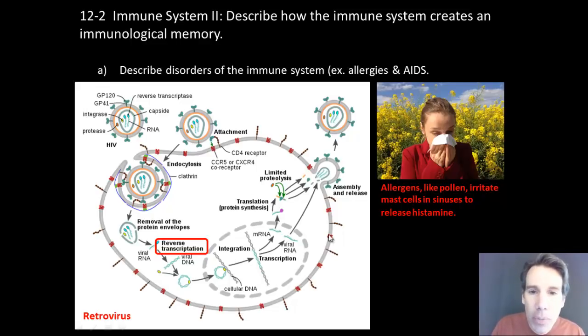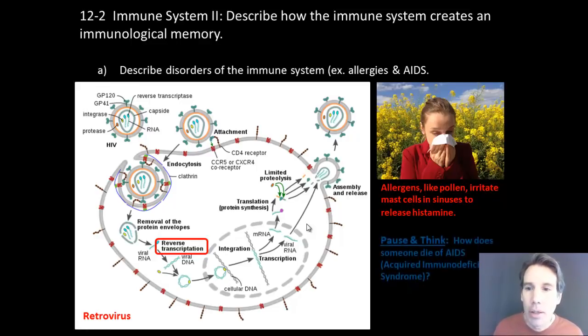Once the virus emerges from the host cell like that, further cells can then be infected, and then the T cells are wiped out, and so the person's immune system is greatly diminished.